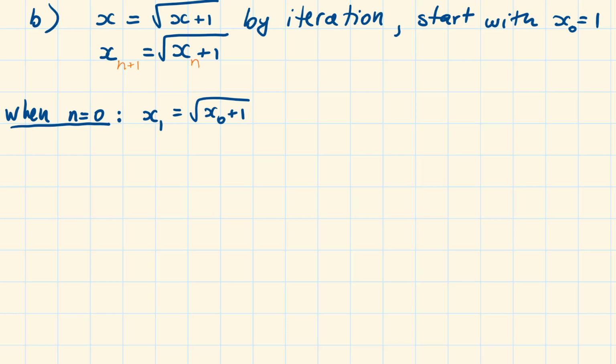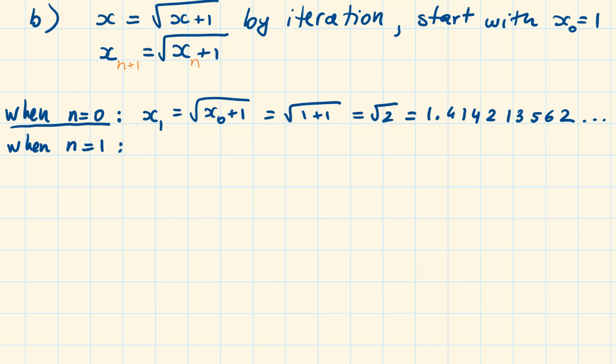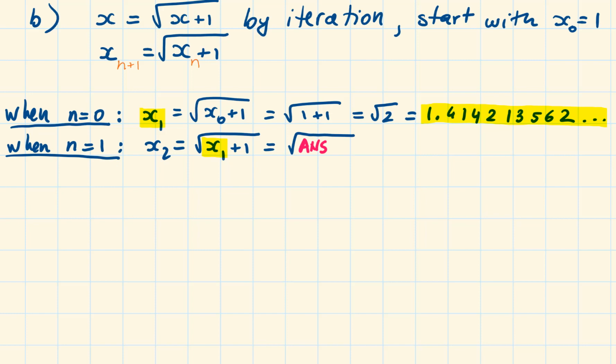Replacing now the x0 by a 1 because that's given, it will become the square root of 1 + 1, square root of 2. Using our calculator, writing out all the values, it will be 1.414213562. Continuing, when n is equal to 1, we will find x2. Because we already worked out the answer, we still have it stored in the answer button. To make our calculation much quicker, we type in square root of, press the answer button, and then plus 1, and press equal.